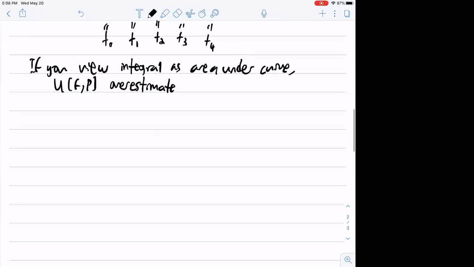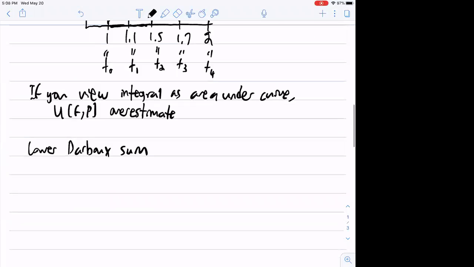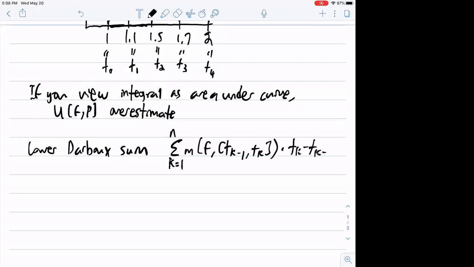Okay. And then similarly, we define the lower Darboux sum to be the same thing, but the height of the rectangle is the infimum, times t_k minus t_{k-1}. So one thing to note is you have a bound on each one, right?